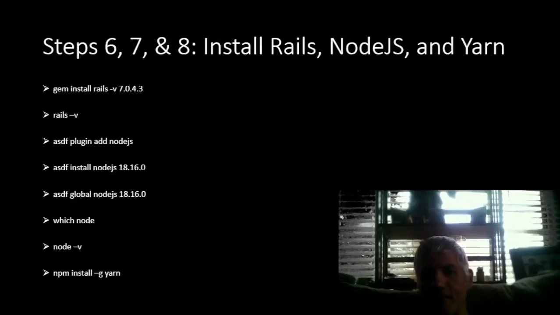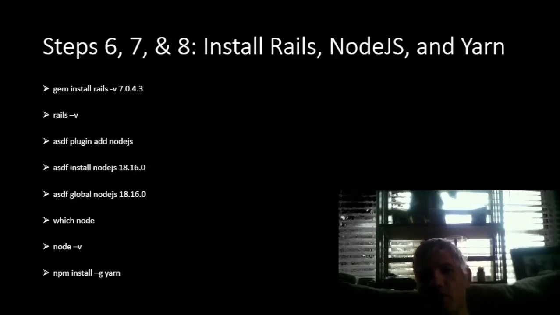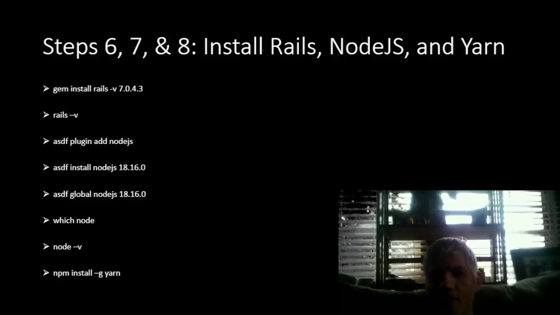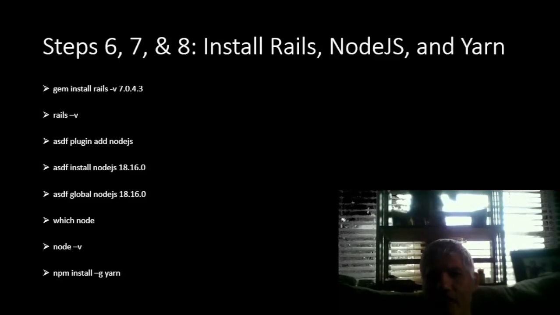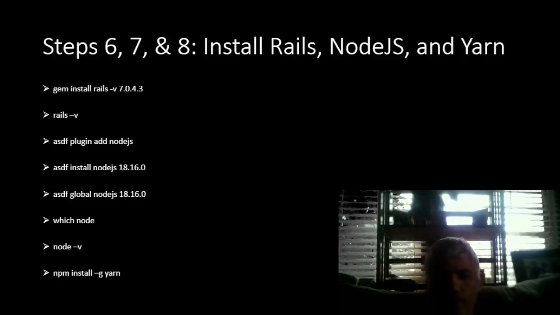We're going to set that to be the global Node.js version by typing asdf global nodejs 18.16.0. We're going to confirm the path for which node is installed by typing which node. Then we're going to verify the version installed by typing node -v. And finally, we're going to install Yarn by typing the node package manager command npm install -g yarn.